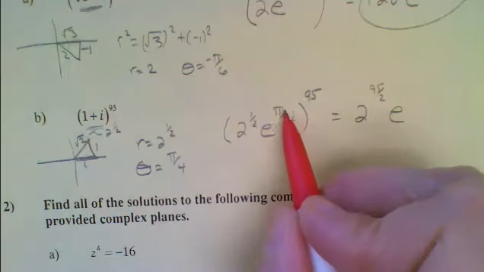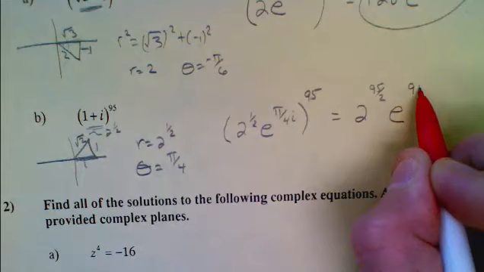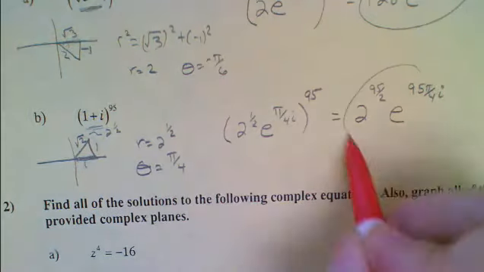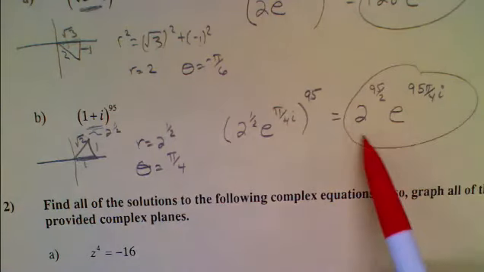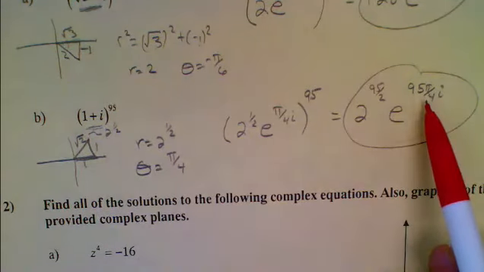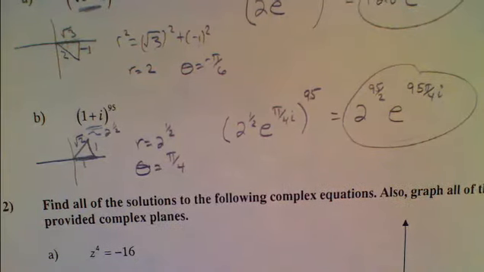And then my angle, I have a power here raised to a power, so if I multiply those, I get 95 pi over 4. And I can leave it like that. Now obviously 95 pi over 4 also goes around the circle a whole bunch of times, and we could figure out what coterminal angle is a little smaller than that, but we can leave it as 95 pi over 4. That's fine. Okay, that's all you need to do for raising to powers.